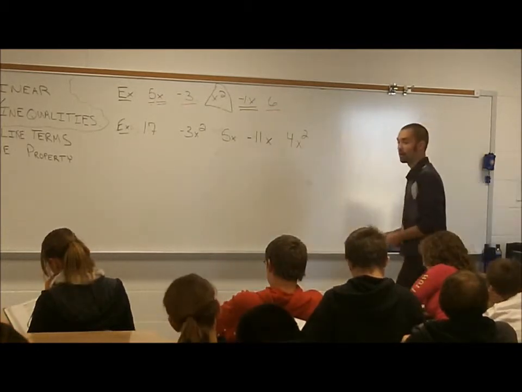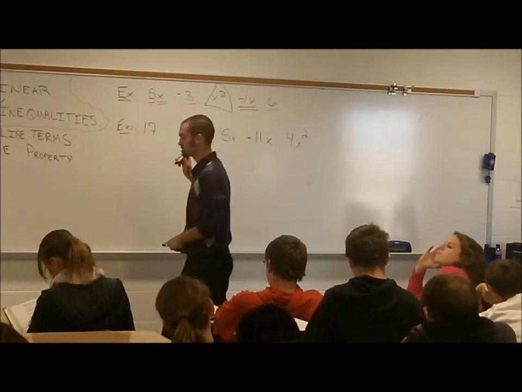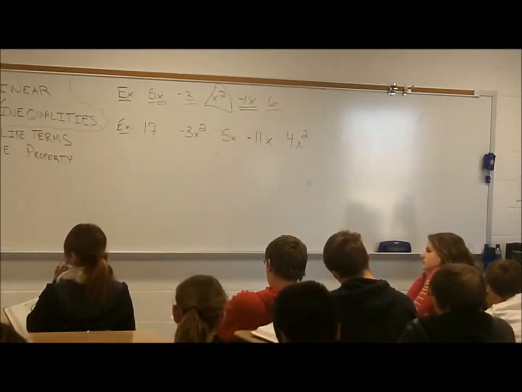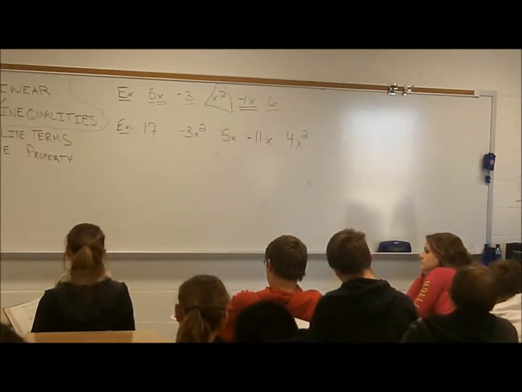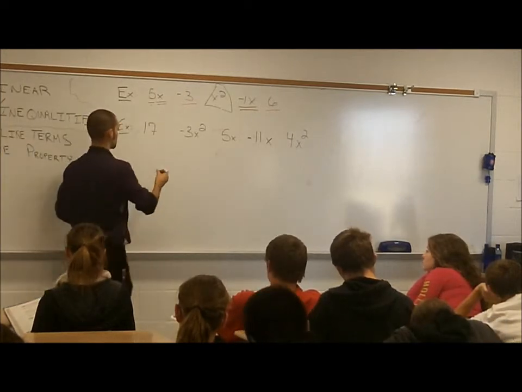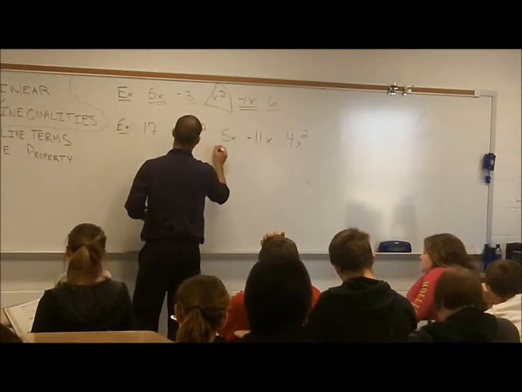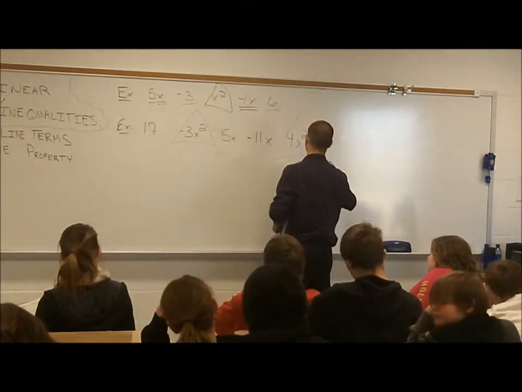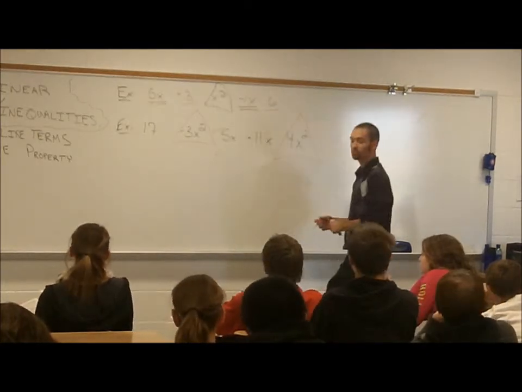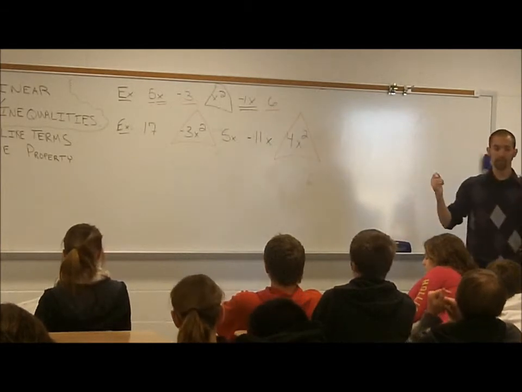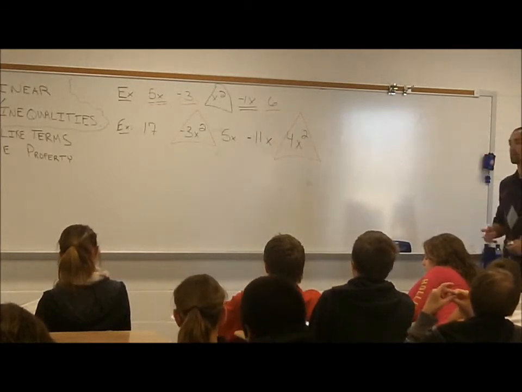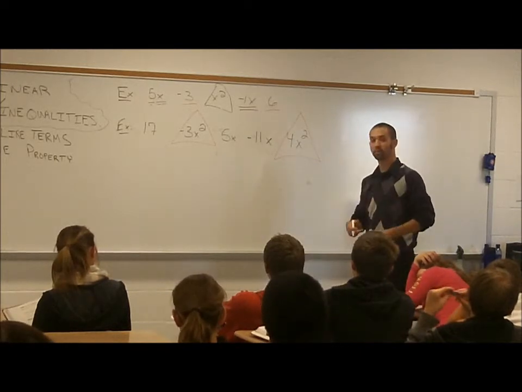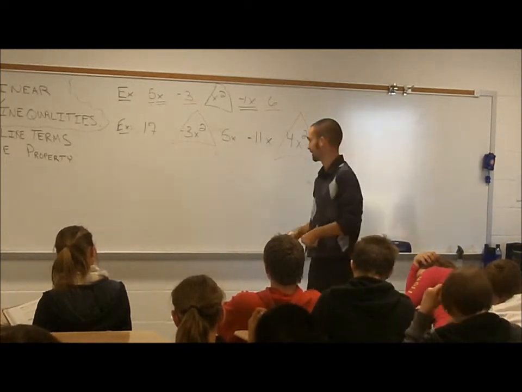So, Austin, give me 2 or 3 or 4 or however many like terms. Negative 3x squared and 4x squared. Good, let's put these in triangles. Those are like terms. Logan, why are those like terms? Because they both have x squared. Good. They both have a variable with the same power, x squared. Very good.